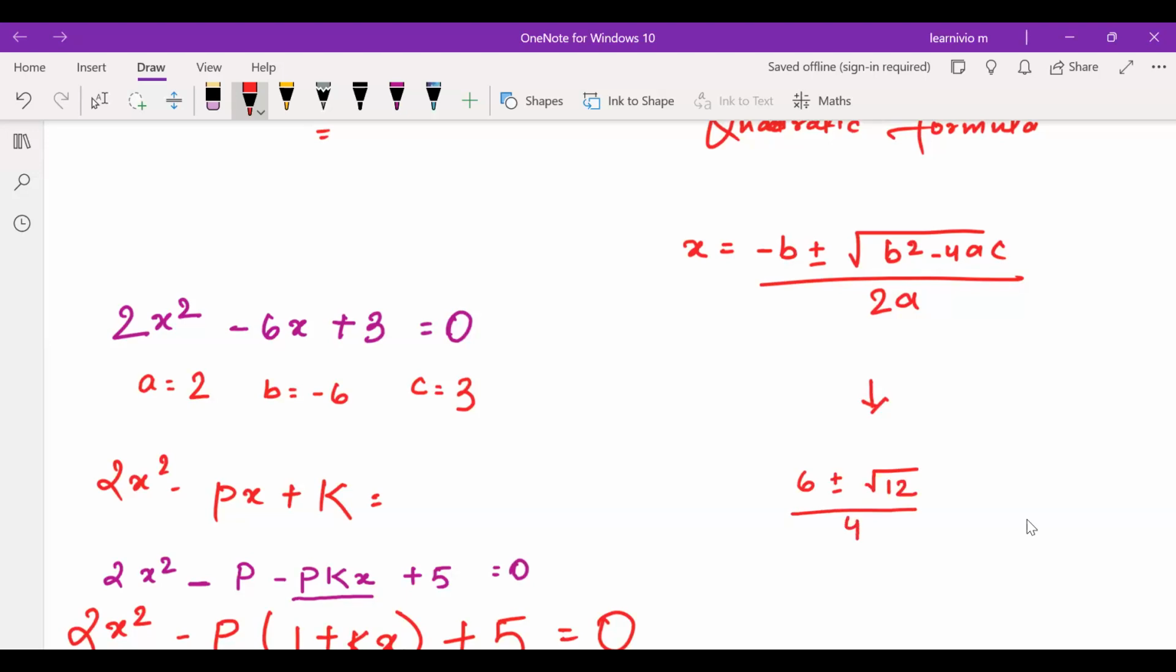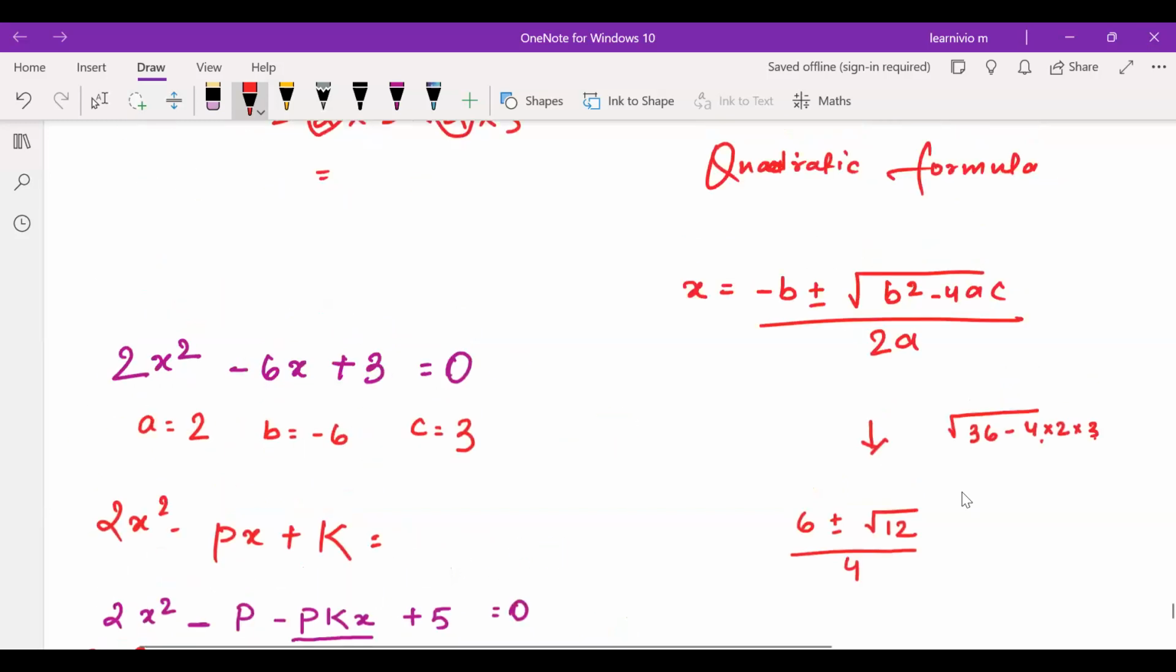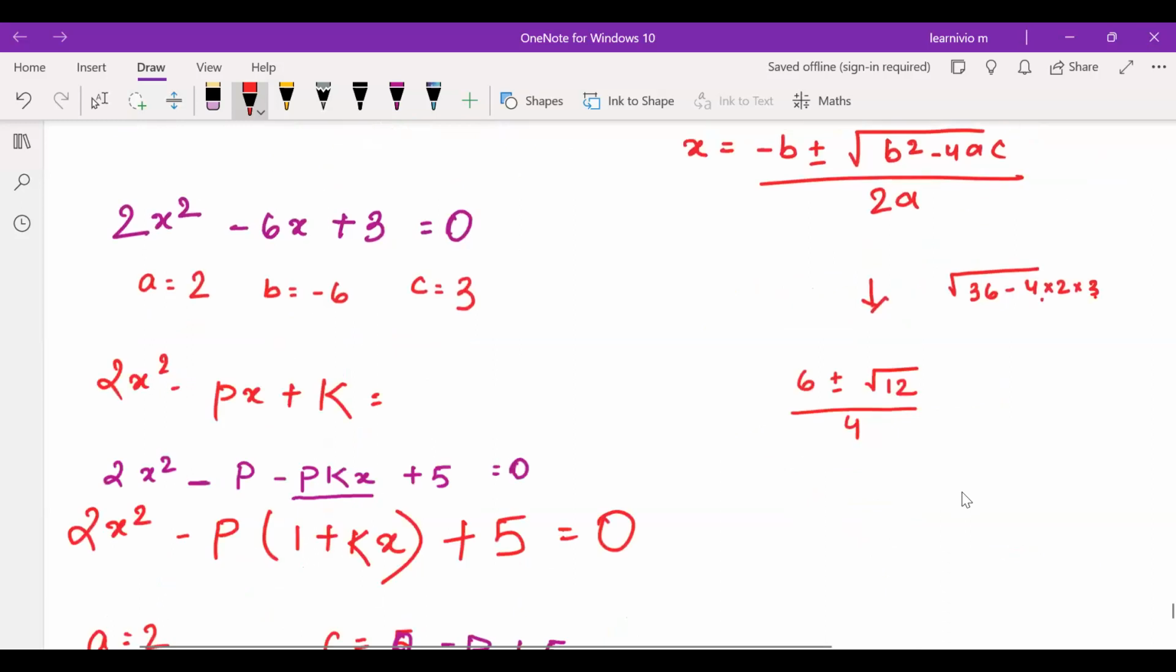Let me check. 6 times 6, 36, minus 4 into a into c. Yeah, it is perfect. So this is what we have got from here. And can you see the roots are an irrational number? Can you see, Zoha?